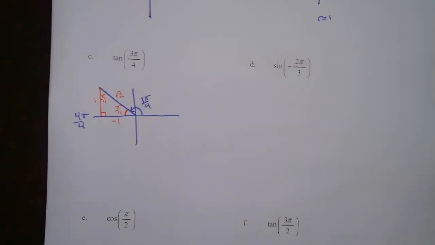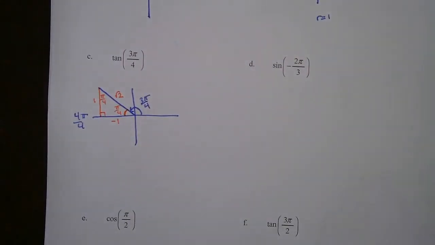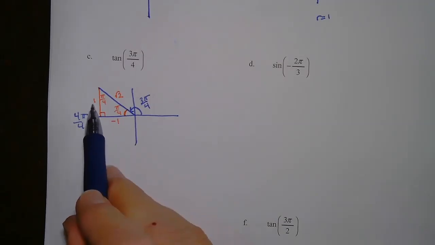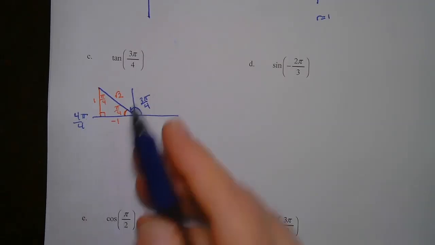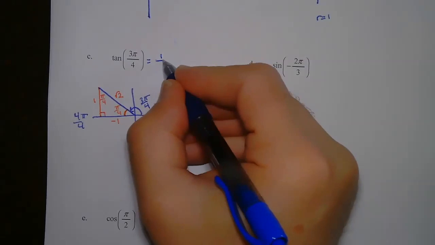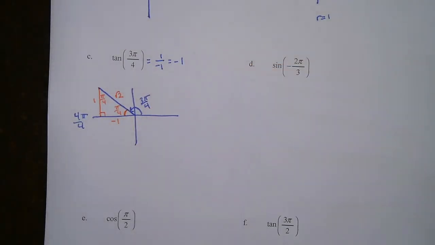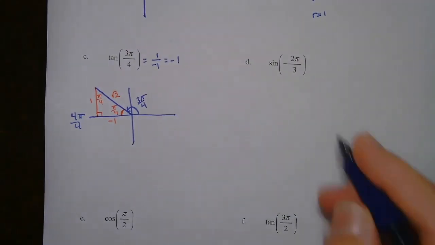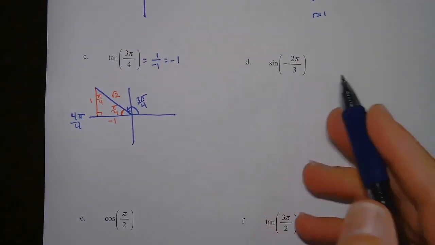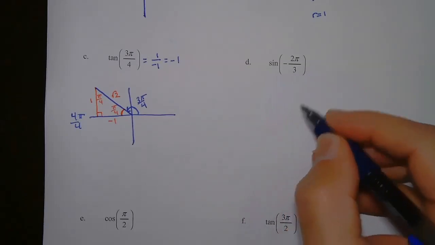Now, what's tan? It's your opposite over your adjacent, or your y over your x. So it is 1 over -1, which is -1. So tan of 3 pi over 4 is -1. Okay. Let's go to -2 pi over 3. Okay, so sine of -2 pi over 3.